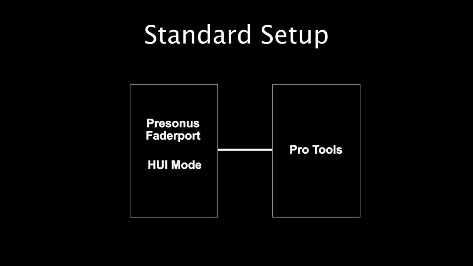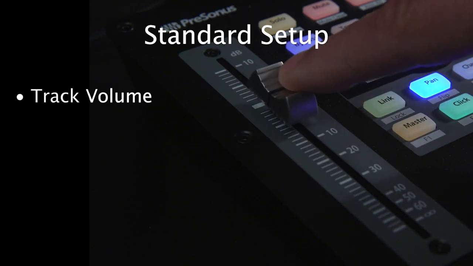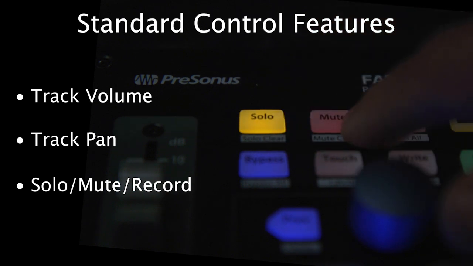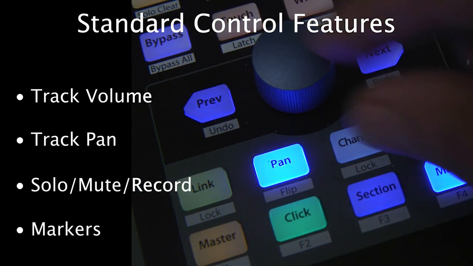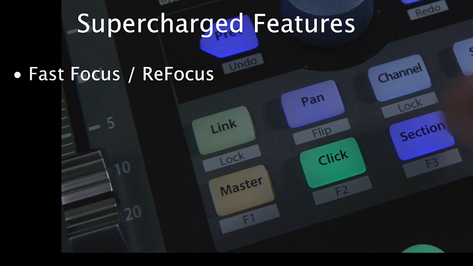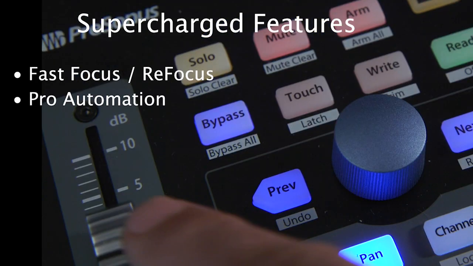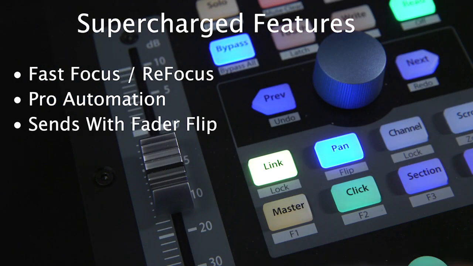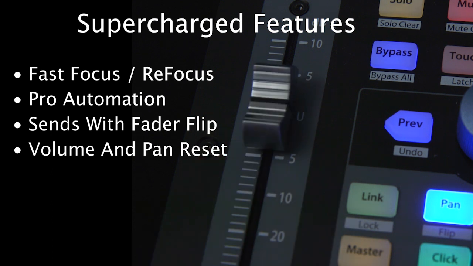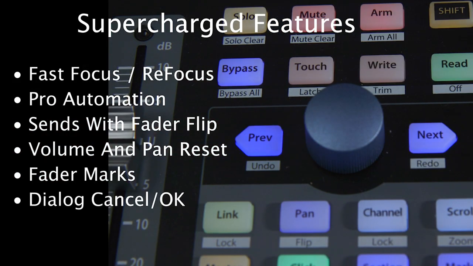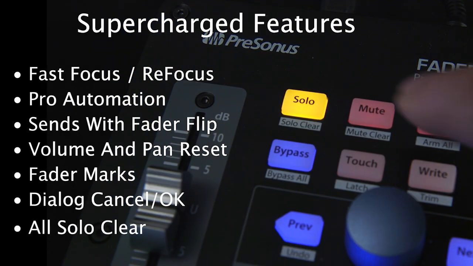The Faderport's standard HUI mode provides basic Pro Tools control with transport, track volume, track pan, solo, mute, record, and markers. vControl Pro uses the Faderport's native Studio One mode and supercharges it for Pro Tools: Fast Focus and ReFocus, Pro Automation, Sends with Flip Mode, Volume and Pan Reset, Accurate Fader Marks, Dialog Cancel and OK, and All Solo Clear.